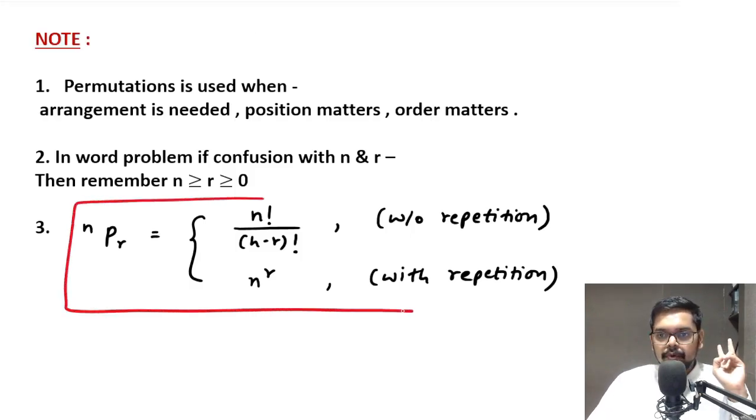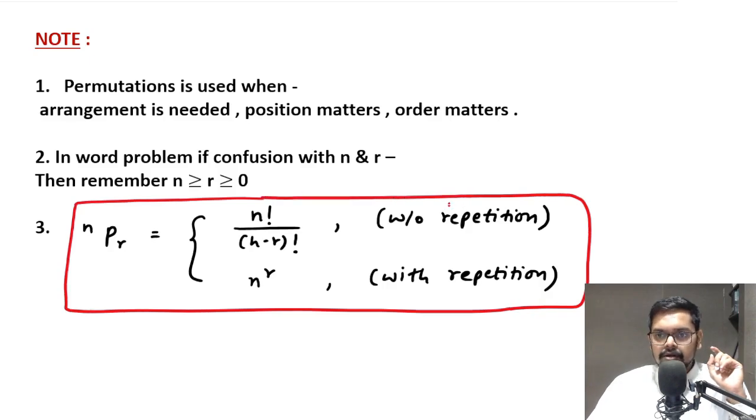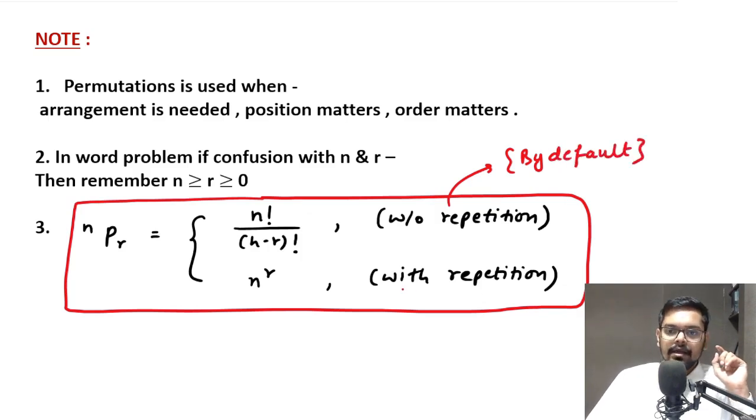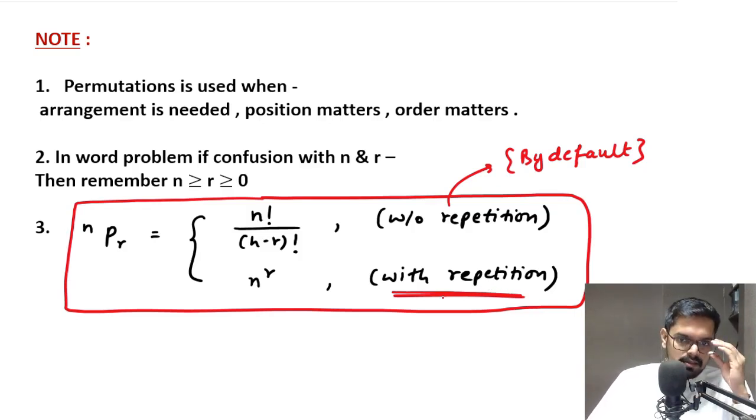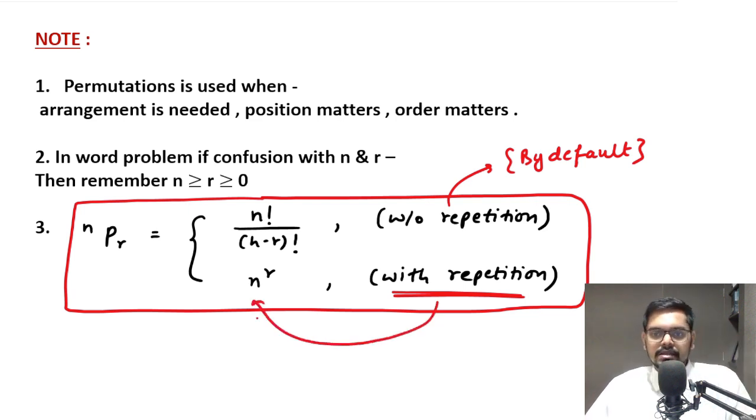So it's very important that you read the question and you analyze. By default, this thing happens. Always remember, if nothing is mentioned, then by default they are talking about without repetition. If they are saying repetition is allowed, you can use the letters multiple times. Yes, if that is the scenario, then n to the power r is the answer.